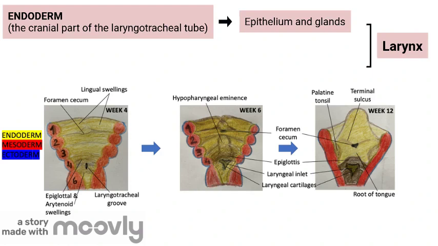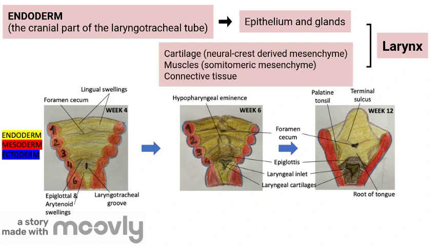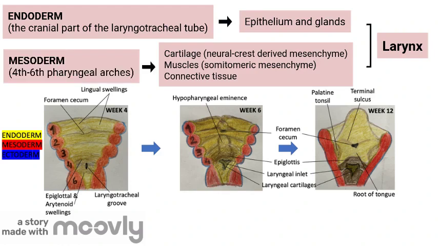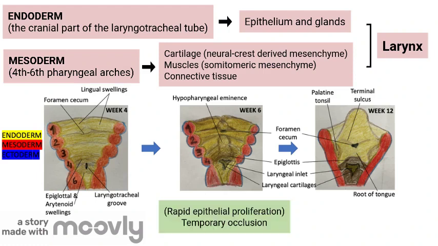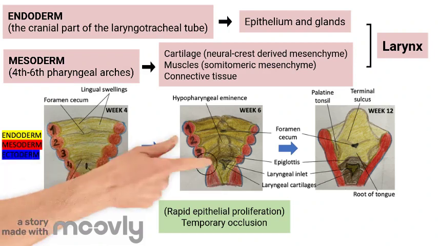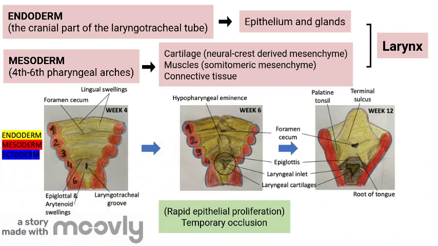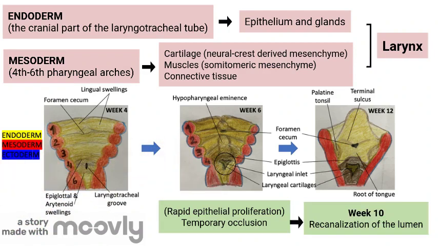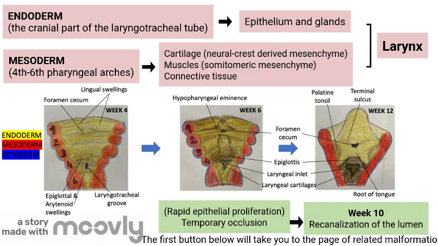On the other hand, the laryngeal cartilage, muscles and connective tissue are developed from the mesenchyme of the pharyngeal arch 4 to 6. The rapid proliferation of epithelium during the development of the larynx causes a temporary occlusion of the lumen. Later, due to the expansion of the wall and epithelial apoptosis, recanalization occurs at week 10.